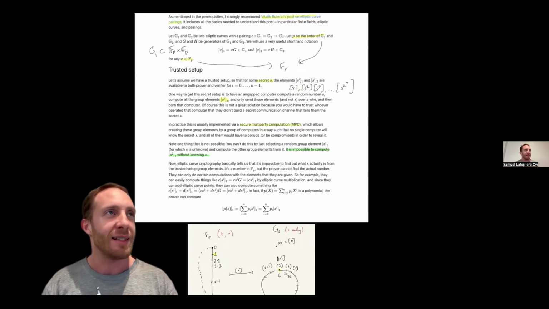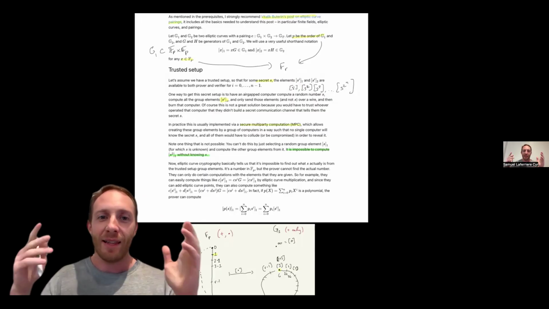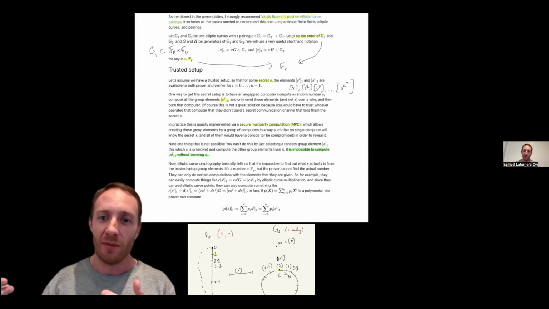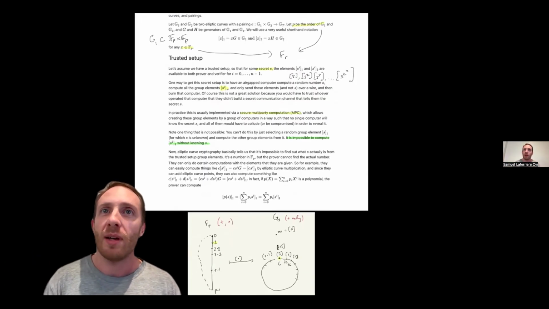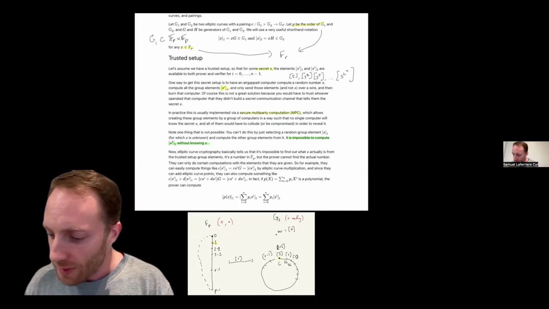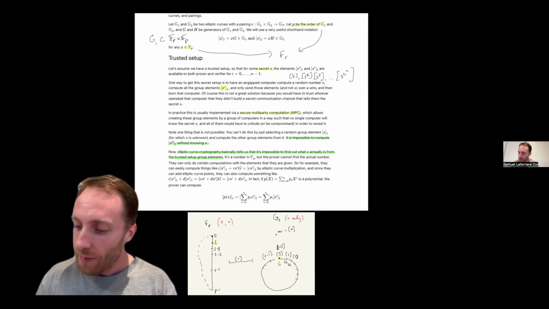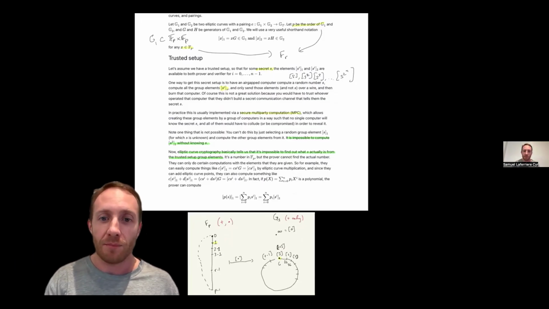So that's why the S is also sometimes called, I forget what it's called, like a toxic residue or something. It's the thing that you hope was actually destroyed, so nobody can recreate it. Now, once you have this, and again, what I was saying, elliptic curve cryptography basically tells us it's impossible to find out what S is from the trusted setup group elements.